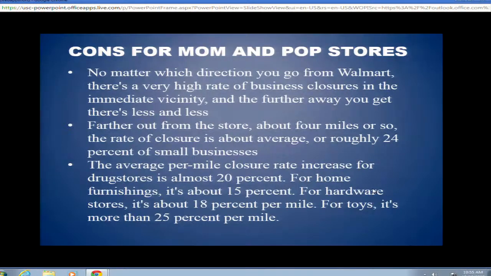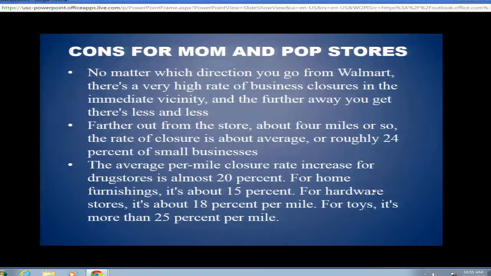So no matter which direction you go from Walmart, there's a very high rate of business closures in the immediate vicinity. And the further away you get, the less you see businesses closing down. Further out from the store, about 4 miles or so, the rate of closure is about an average of roughly 24% of small businesses.